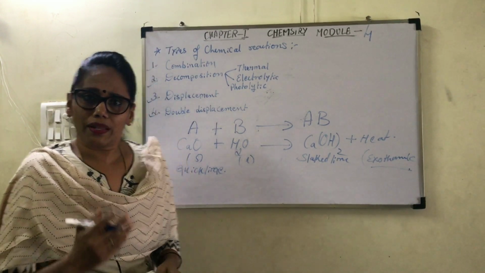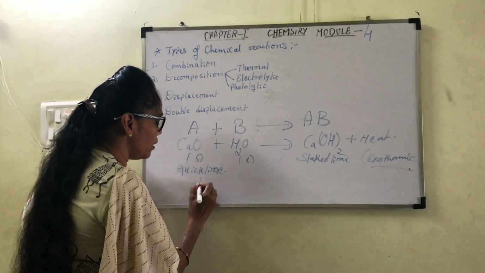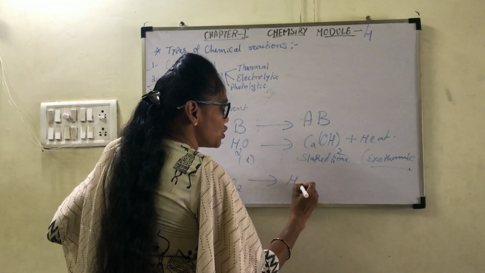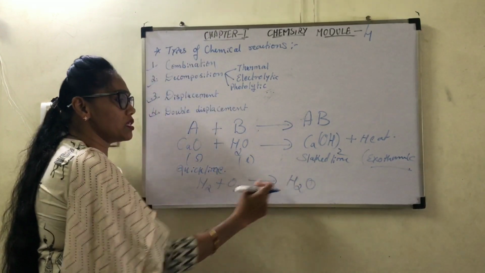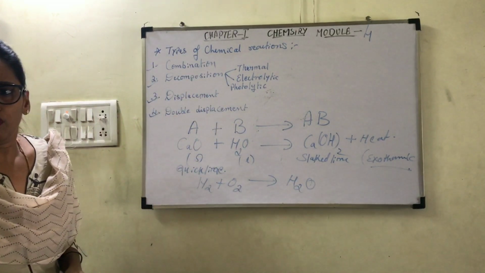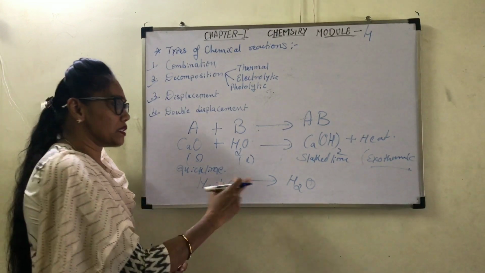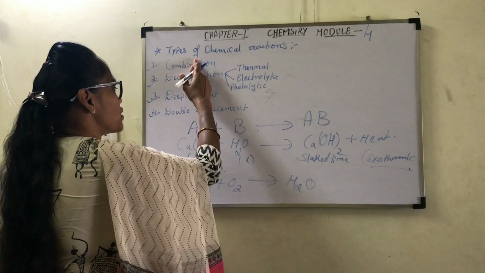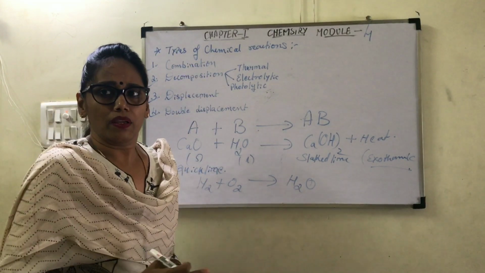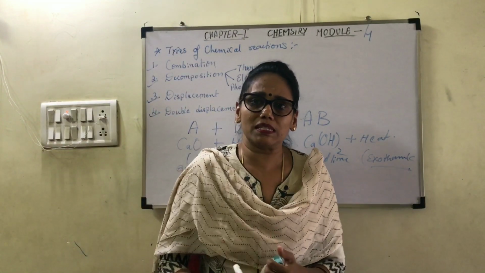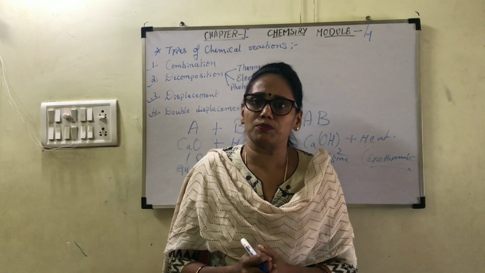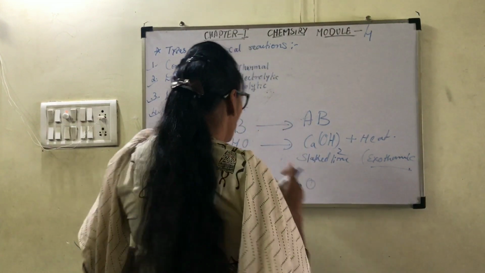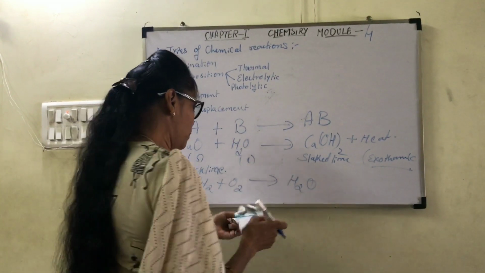Now coming to the next example, you have H2 plus O2 gives H2O. This is also another combination reaction. So it combines. I want you to balance it. Already we have done it. So combination reactions can be defined as the reaction in which 2 or more substances combine to form a single substance under suitable conditions.